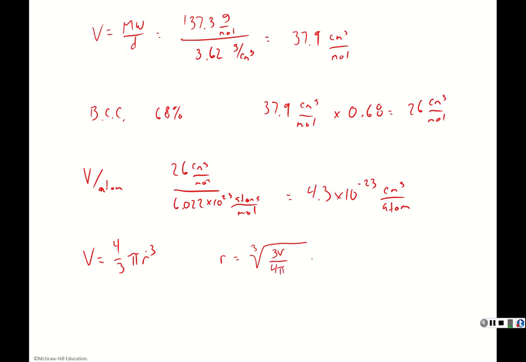The other way you can write that is, cubed root is to the 1/3 power. So 3 times volume here, the volume is 4 times 10 to the minus 23, and 4 times pi, pi is 3.14. And this is all to the 1/3 or the cubic root. And R, the radius of one of these atoms, would be 2.2 times 10 to the minus 8 centimeters.